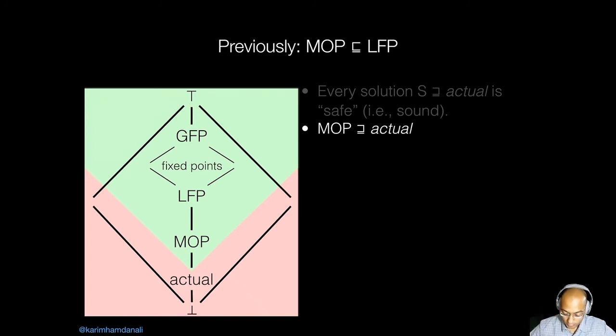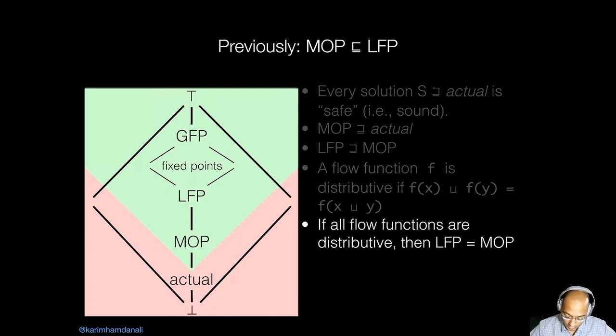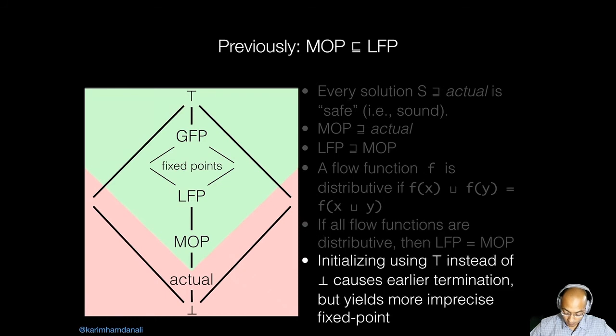Join over all paths is safe compared to actual. LFP is safe compared to the MOP. If your function is distributive, then it doesn't matter whether you apply the function first or the join operator first. Both will yield the same result. If all the functions are distributive, then the LFP is the same as the MOP. If you initialize with top and terminate early, you get an analysis with lower precision.